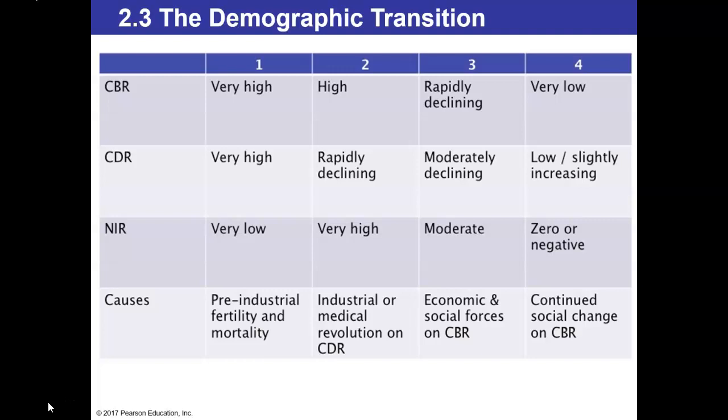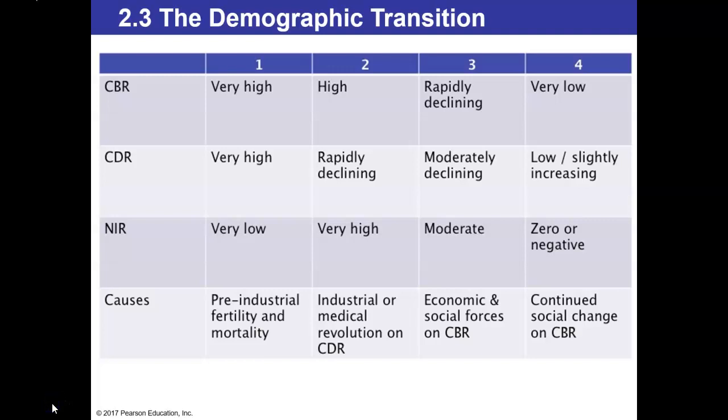Remember, no country is currently in stage 1. There may be some remote areas of countries that are in stage 1, but no country is in stage 1. Stage 1 is where we were throughout most of human history. It is described by a very high birth rate, a very high death rate, and a very low natural increase rate. The causes of this stage are pre-industrial fertility and mortality. This means prior to birth control being developed, as well as a lack of medical technology and advancement.